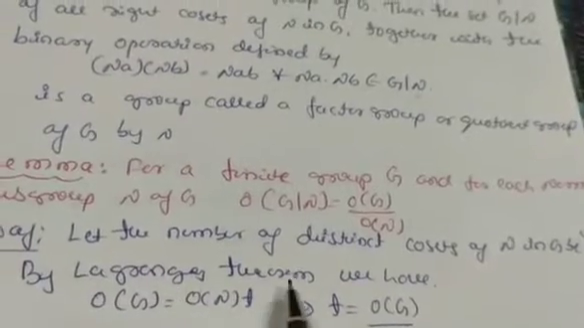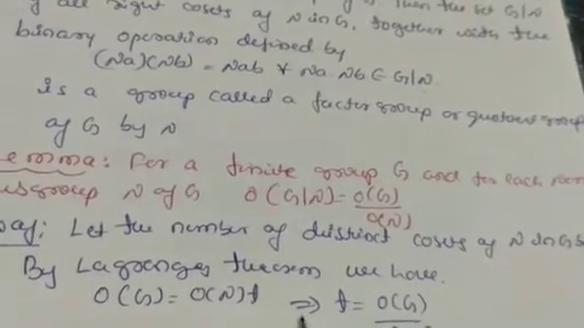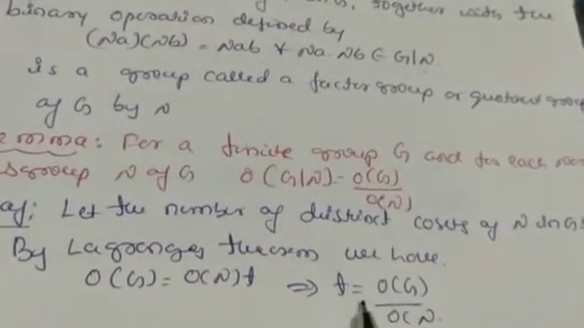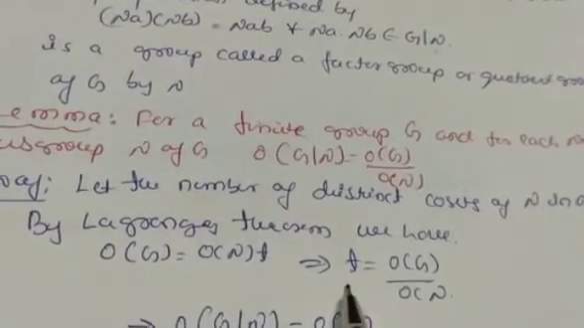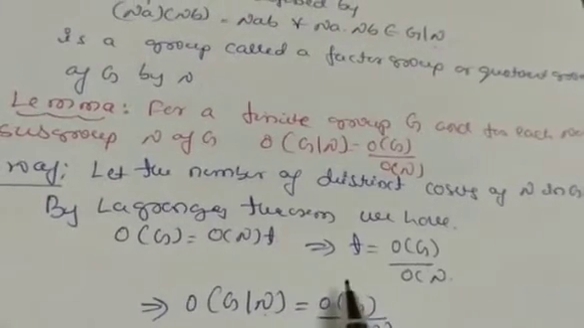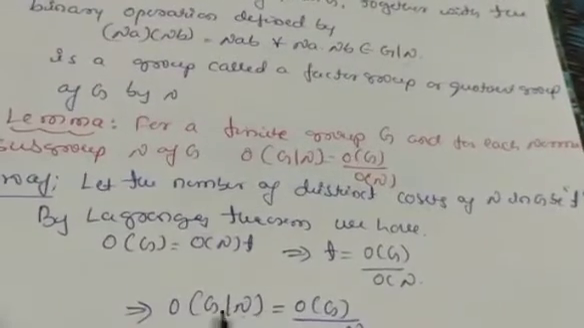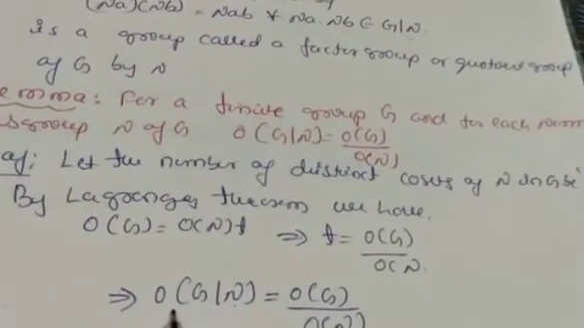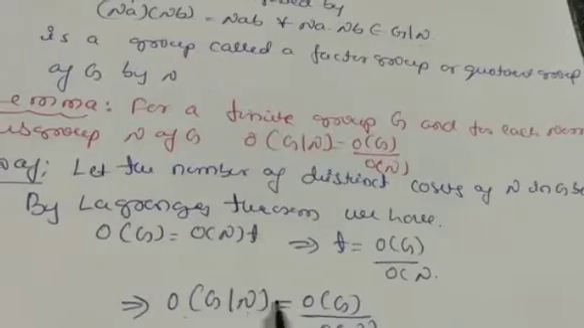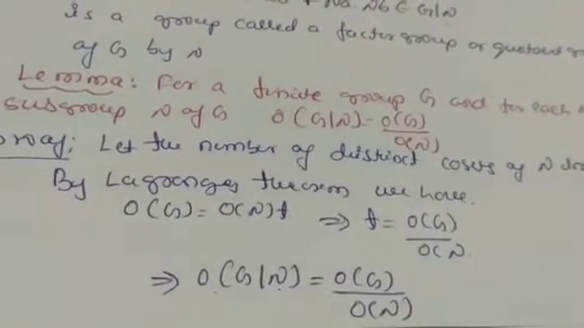Then by Lagrange's theorem we have the order of G is equal to the order of N times T. This implies T is equal to the order of G divided by the order of N. This T is nothing but the order of G/N, that is, the number of distinct cosets in G/N. So the order of G/N is equal to the order of G divided by the order of N. So this is the proof.